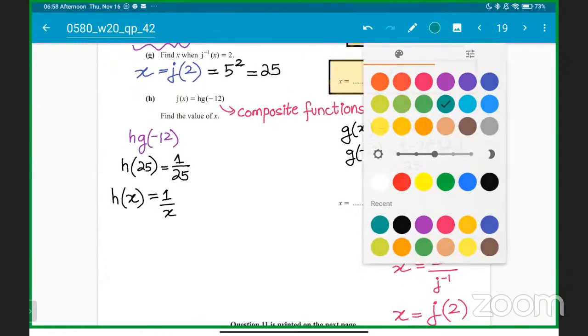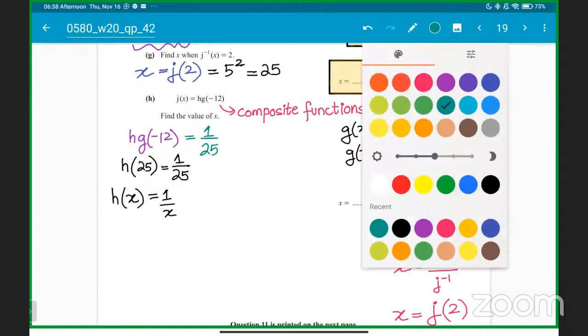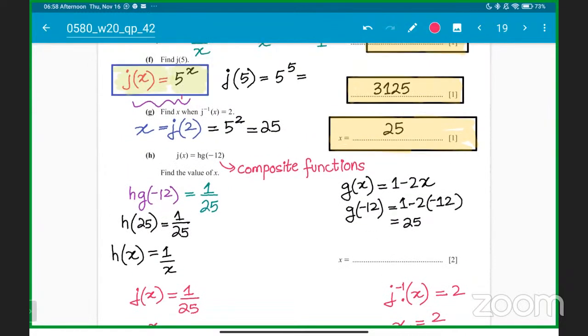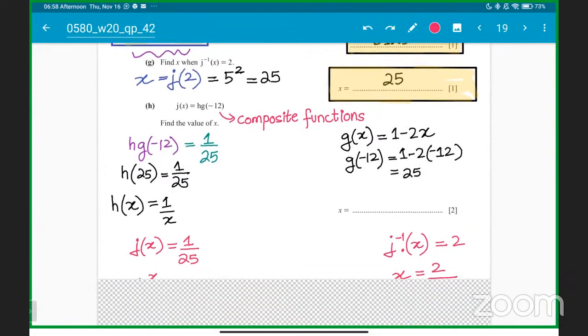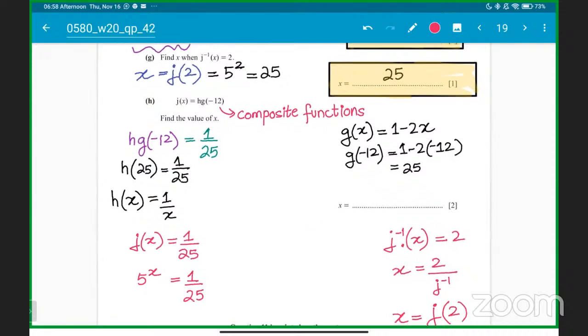Understand the importance that the answer for this, hg minus 12, the composite function, is 1 over 25, okay? So a couple of marks are for this. And then you compare, by saying that the j(x) function is equal to 1 over 25. So we got the j(x) function as what? 5 power x. We already know the j(x) function, students. 5 power x is equal to 1 over 25. Everyone with me following? Guys, clear?